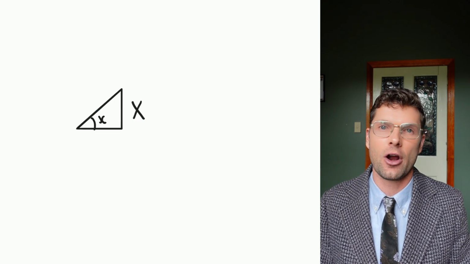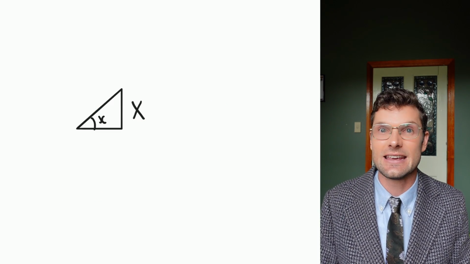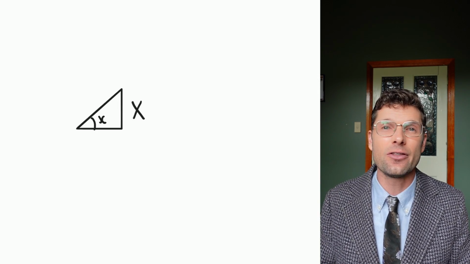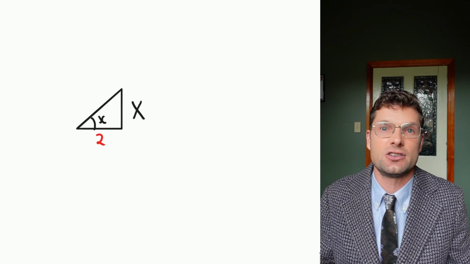So let's say we've got this triangle here. We've got angle little x inside it, and on the opposite side, we have a side length x. And down the bottom, we're going to say, oh, this one's just 2.